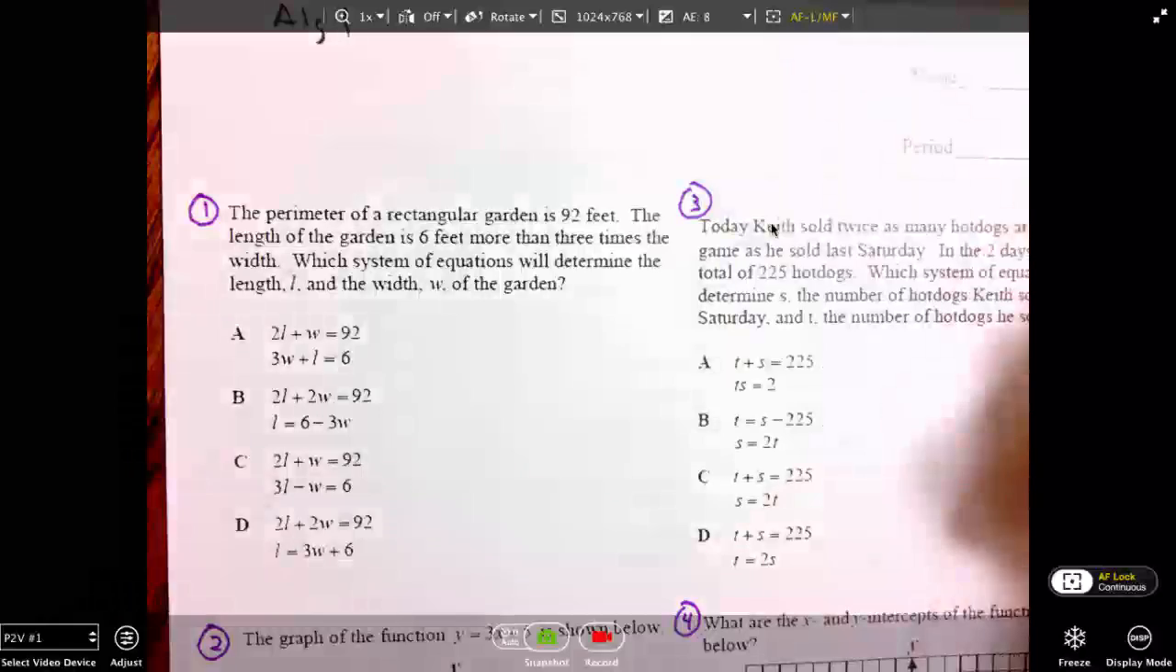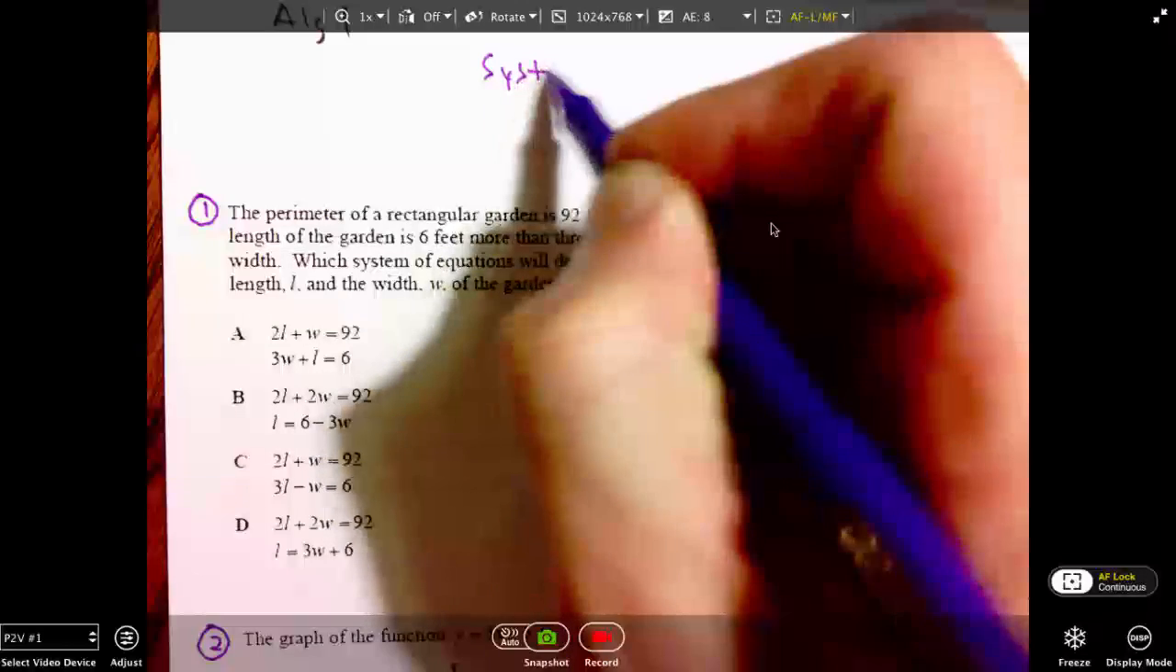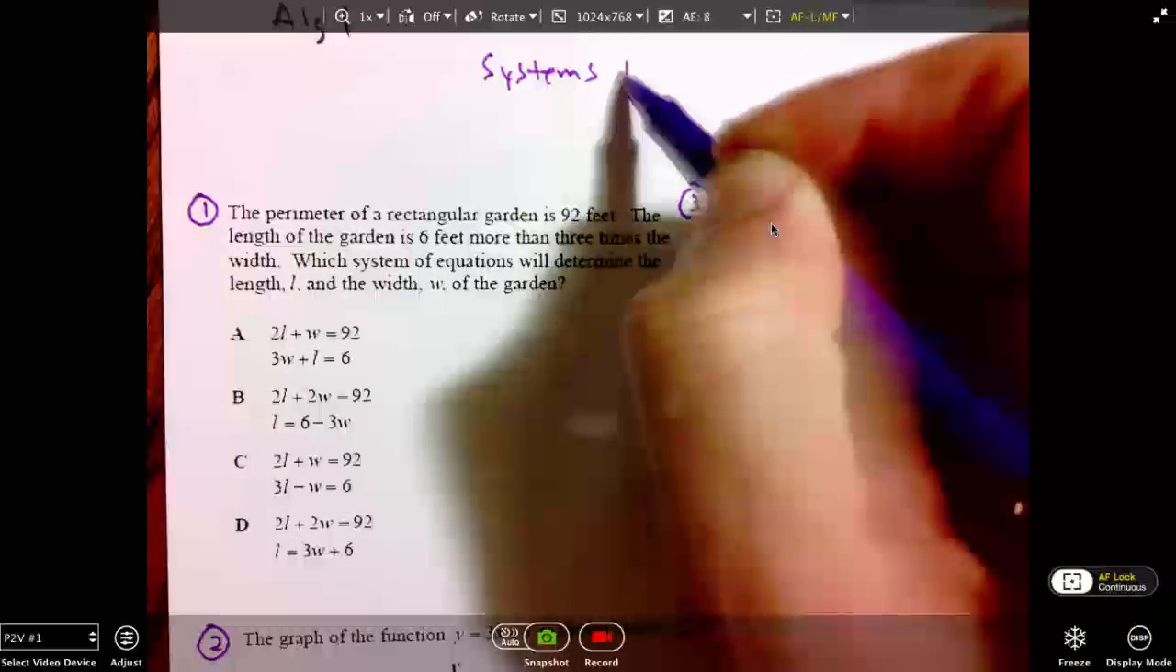We will be looking at the quiz. This quiz involves systems and intercepts primarily.